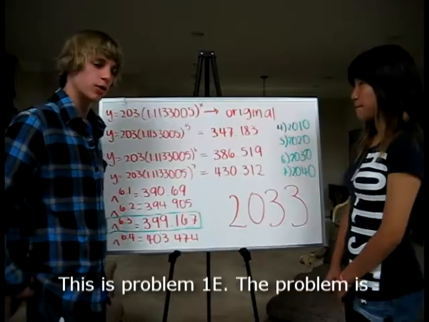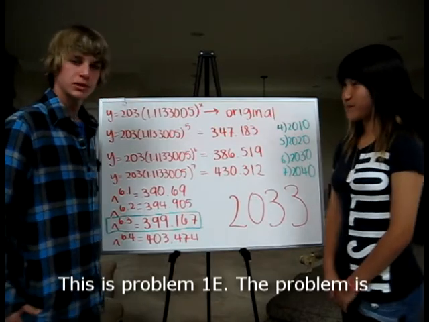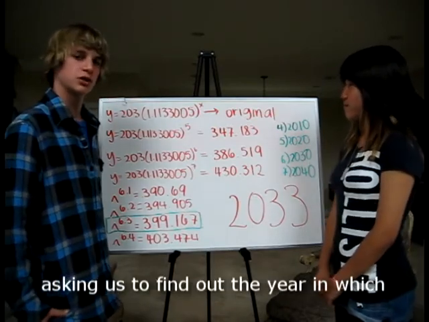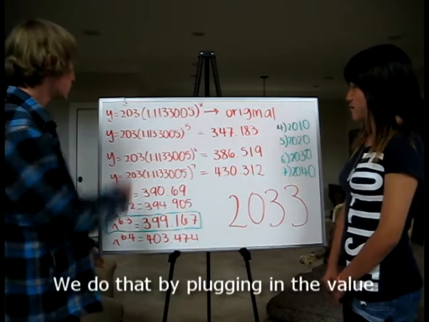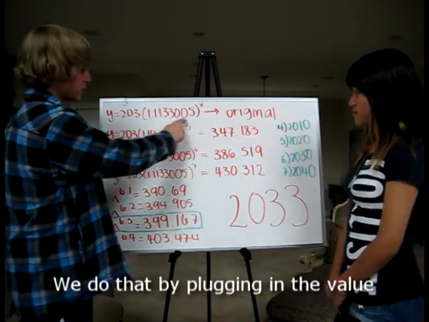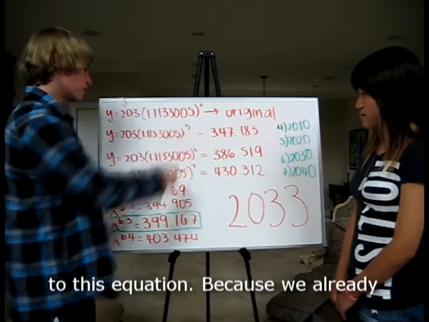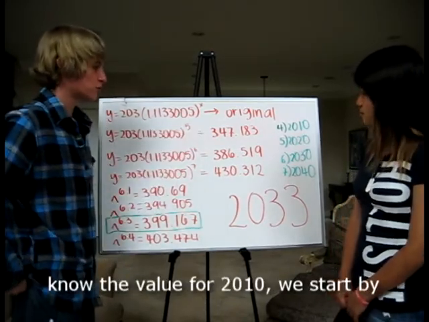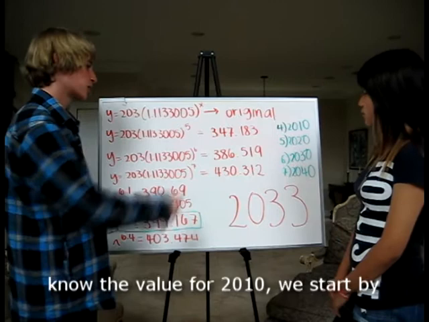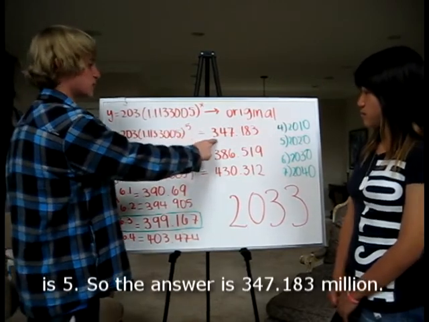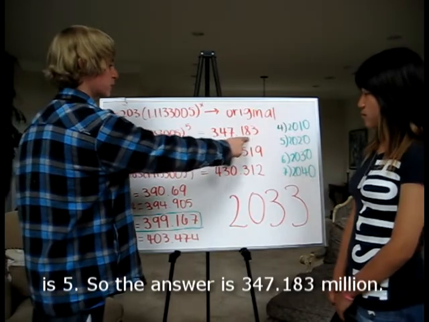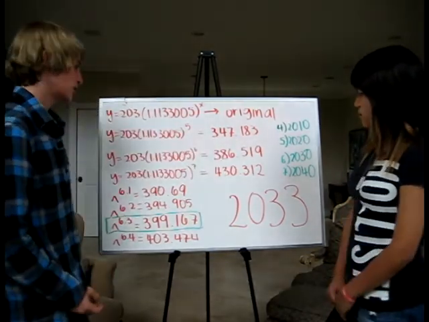Okay, this is problem 1E. The problem is asking for us to find out the year in which the population is closest to 400 million. We do that by plugging in the value to this equation. Because we already know the value for 2010, we start by plugging in 2020, and the value for that is 5. So the answer is 347.183 million. And that's still too low.